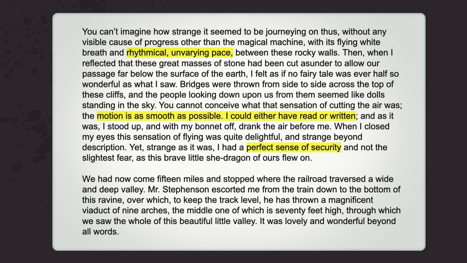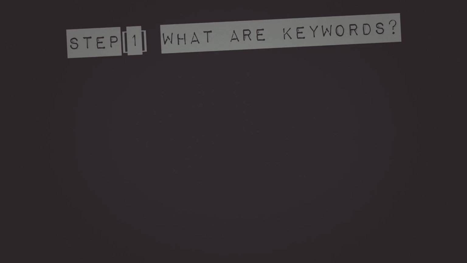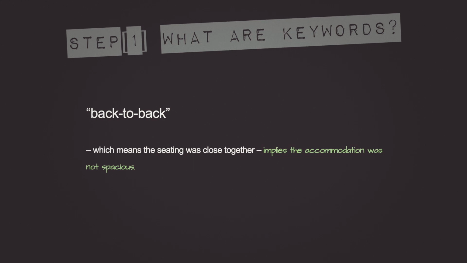If we examine the quotes, the immediate thing to jump out at us is that the train in source B from the 1800s is much more basic than the train in source A from the 1900s because there's 100 years of technological development between them. Okay, by examining the quotes, we can also infer that back to back, which means the seating was close together, implies the accommodation was not spacious.